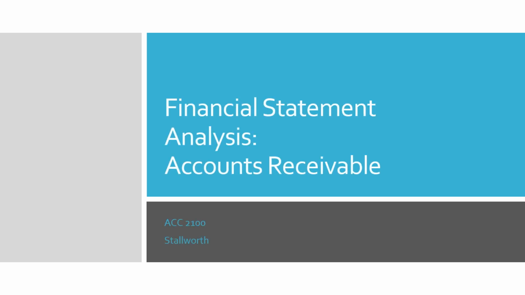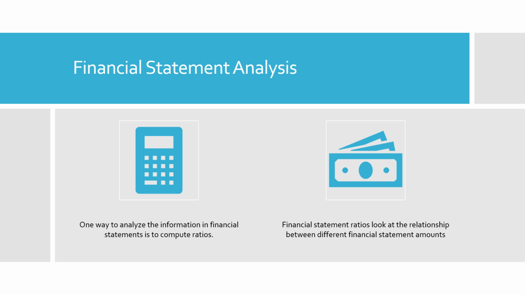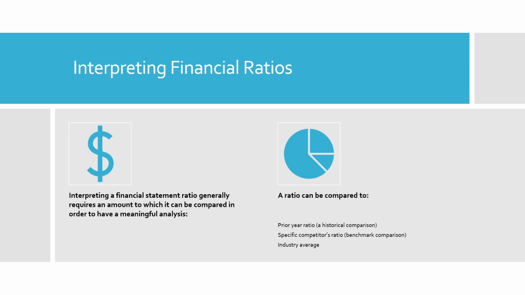In this video, I'll be talking about financial statement analysis of accounts receivable. We've talked about financial statement analysis in several different contexts, and we know now that the purpose of financial statement analysis is to interpret the information we find in the financial statements. We do that by computing ratios that look at the relationship between different financial statement amounts. When we compute a ratio, we know that we will need to interpret it by comparing it to something. So that might be a prior period, it might be an industry average, it might be a specific competitor.